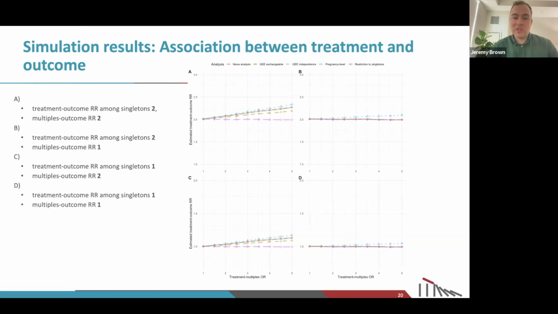And then we also have when the treatment outcome association among singletons and also amongst multiples is 1, and the multiples outcome association is also 1, and we see very similar estimates with some slight difference again with the pregnancy level.